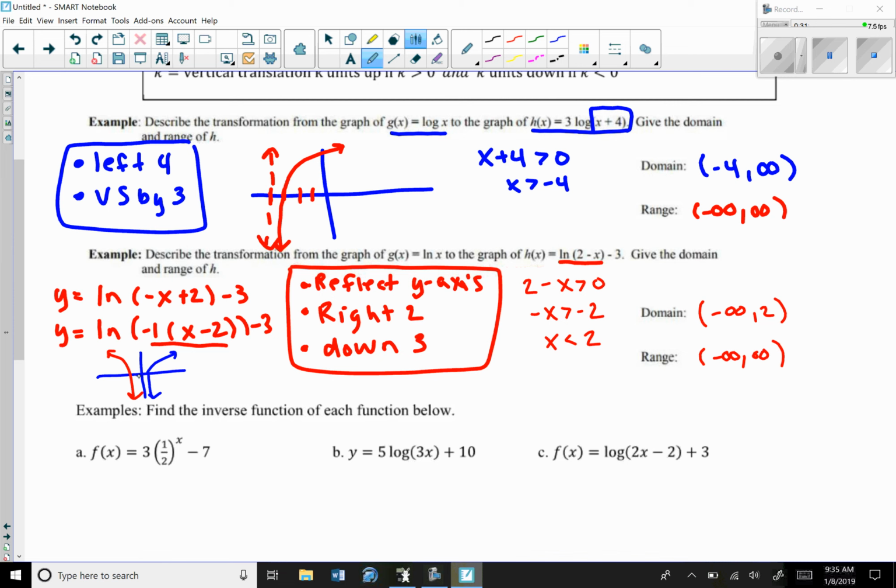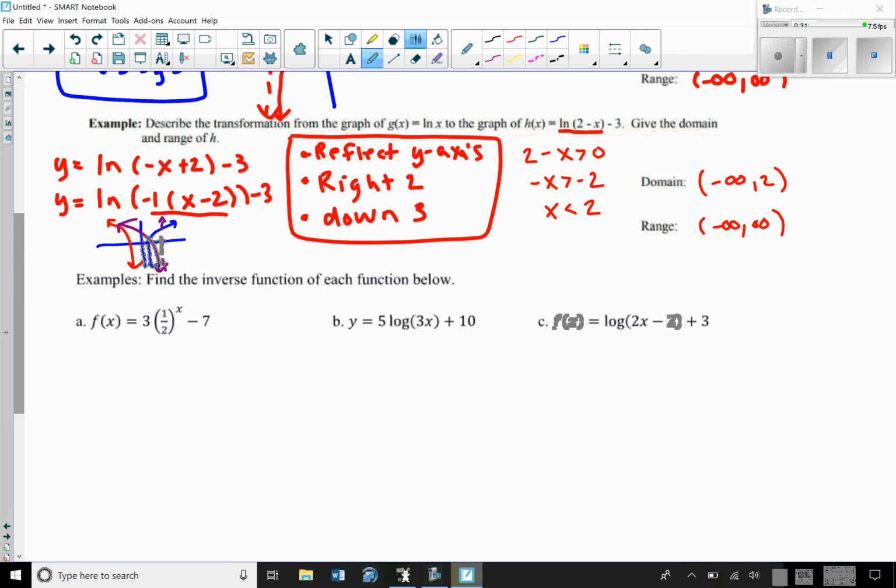Sorry, that was not a very good sketch. So right 2 means I'm moving the vertical asymptote from 0, so 1, 2 would be here at 2, and then down 3. So your graph is going to go something like this. That should help you visualize. So your domain would be from negative infinity to 2. And again, that's just a rough sketch.